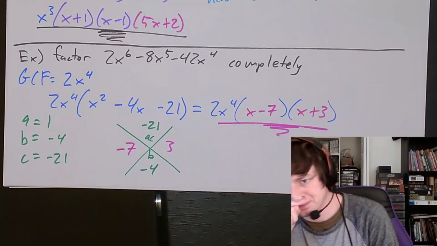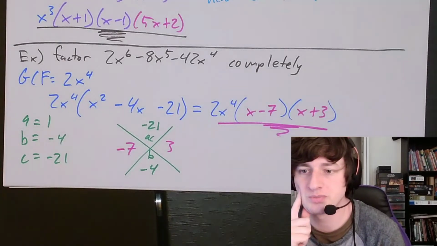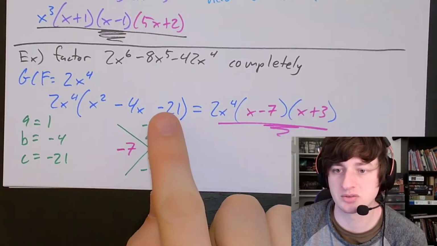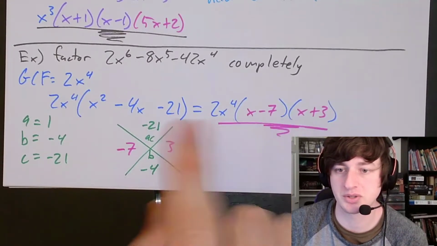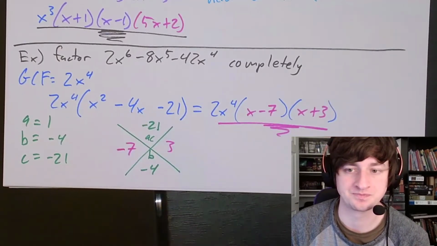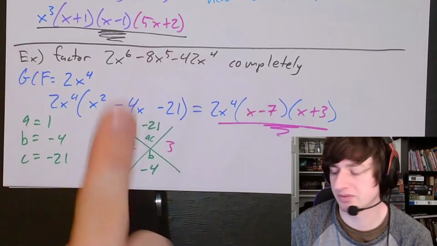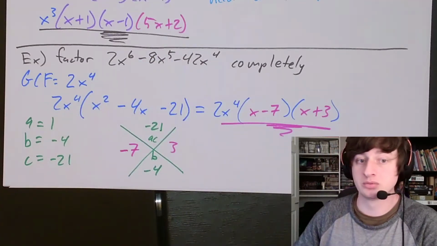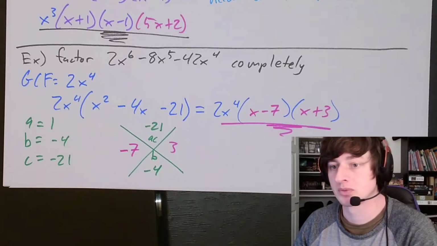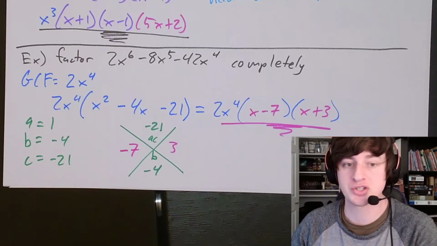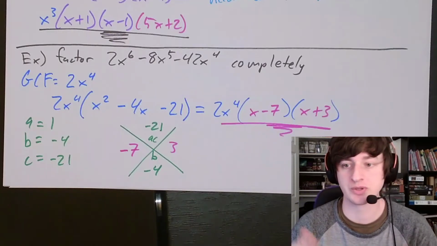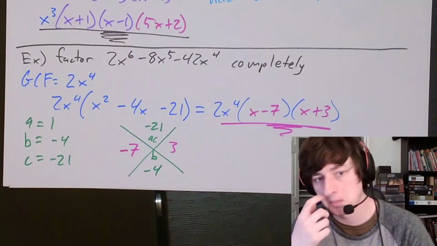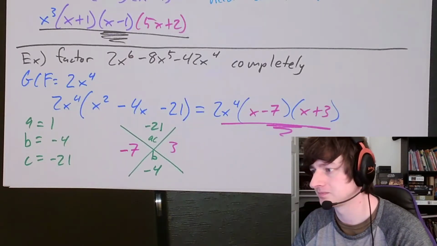And so we should be able to look at our multiplication here and say, okay, 7 times 3 is going to give me this negative 21, and negative 7 plus 3 is going to give me this negative 4x. And then if I multiplied everything by 2x to the fourth, I'd get what we started with. So we haven't changed the value of the problem. We've just changed what it looks like. We turned it into multiplication. Any questions there?